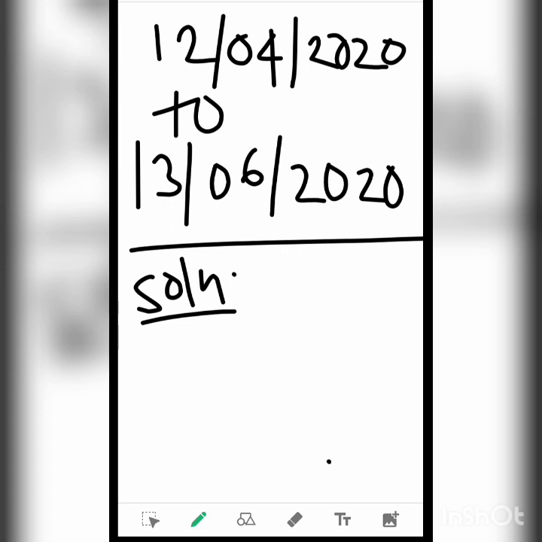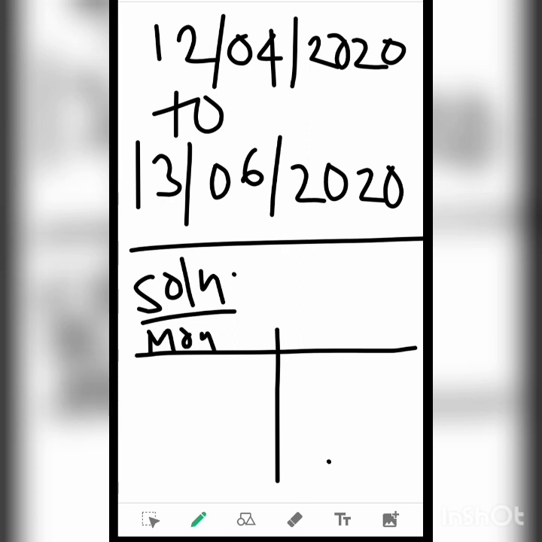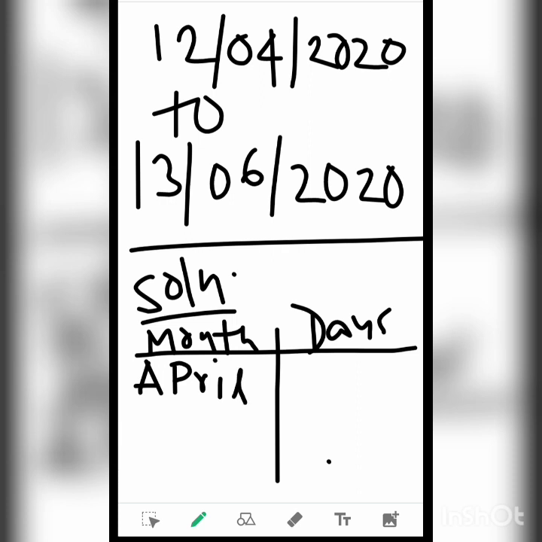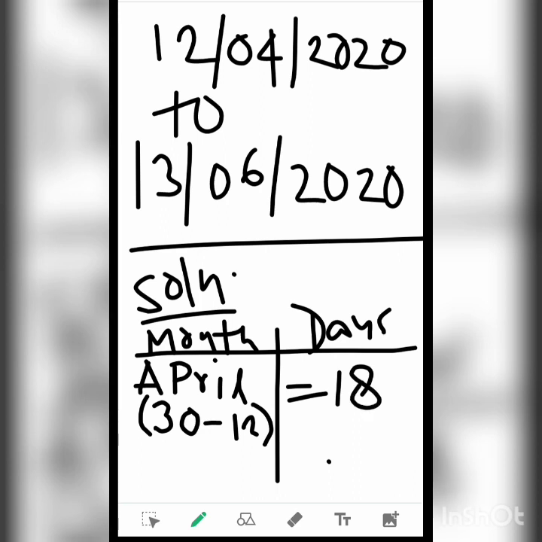Now we make a simple column. Here we write month, here we write days. See, the first month is April. For the month of April, we cannot take 12 into consideration, and the total number of days is 30. So from 30 we have to subtract 12. How many days do you get? 18 days for the month of April. Now May you are getting in full, so for May you will write 31.